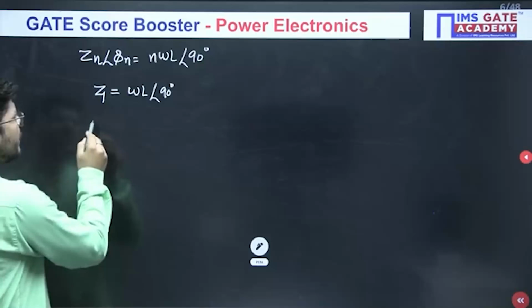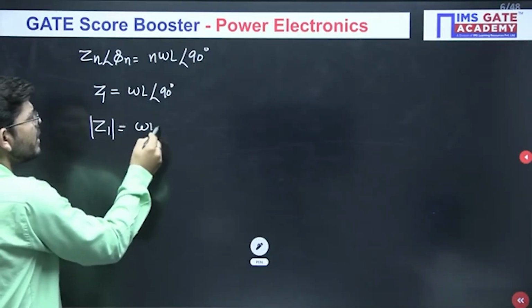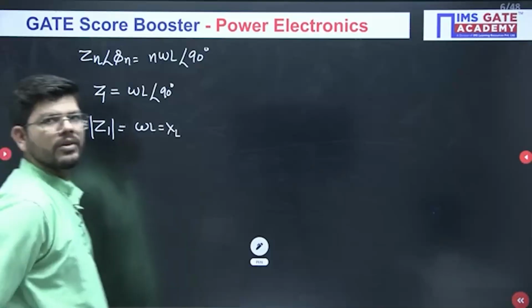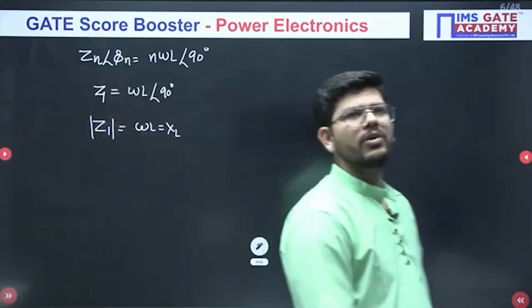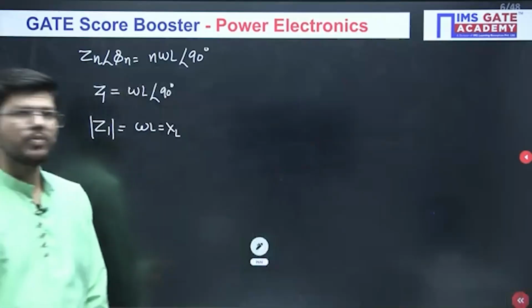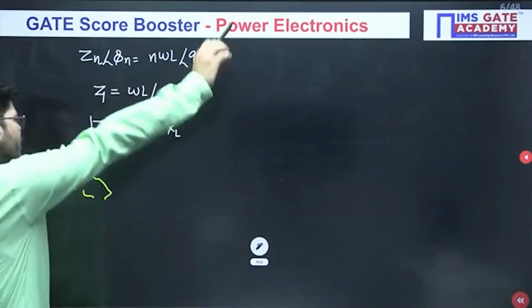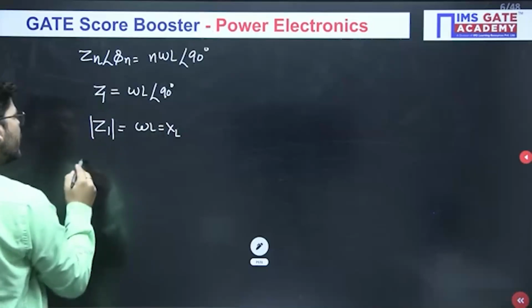Now, if I talk about the magnitude only, because we need the magnitude, it will be omega L or XL only. Okay. So now we need to calculate the value of XL. So what will be the value of XL? Simply 2 pi FL. Okay. So what will be now the value of fundamental RMS component of current?